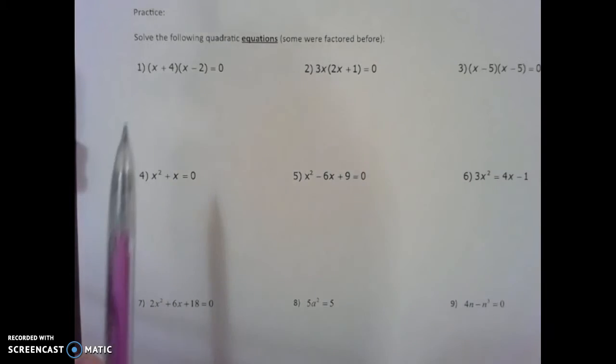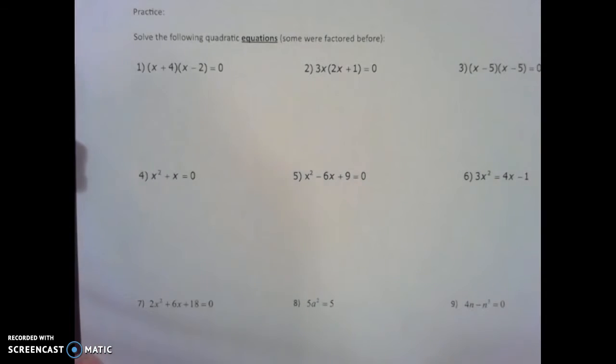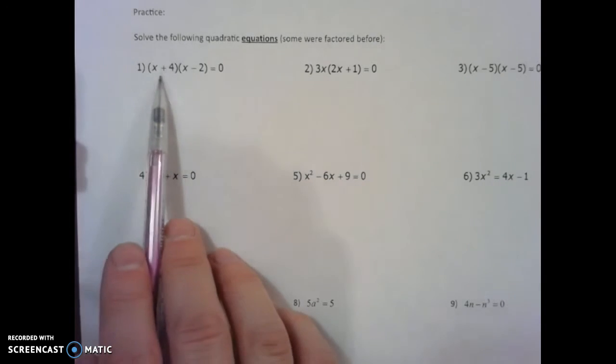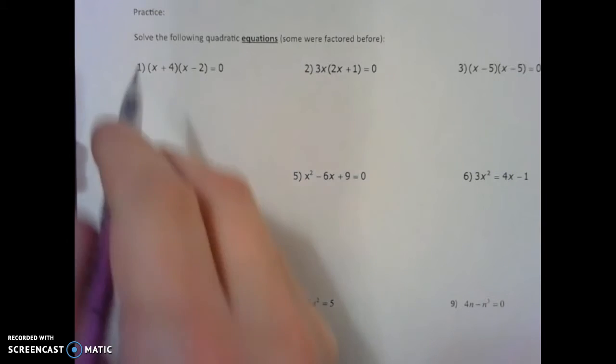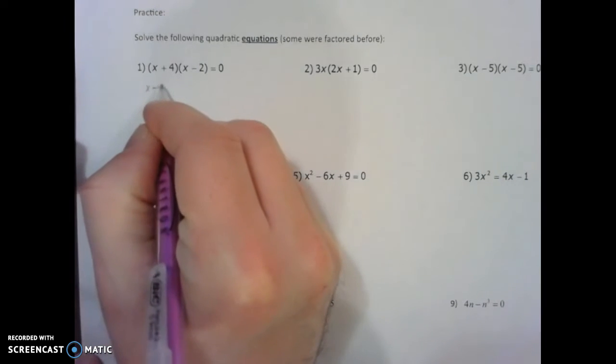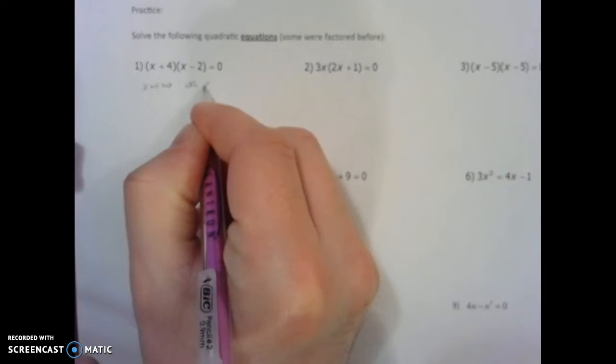In the first example, we're told that x plus 4 times x minus 2 is equal to 0. And again, to figure out what the value of x is, either one of these could be set equal to 0. So x plus 4 could be equal to 0, or x minus 2 could be equal to 0. So we're going to look at both cases.